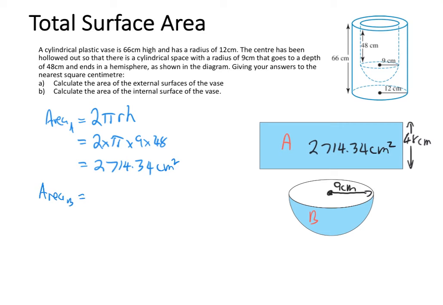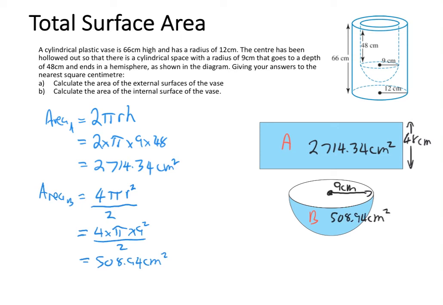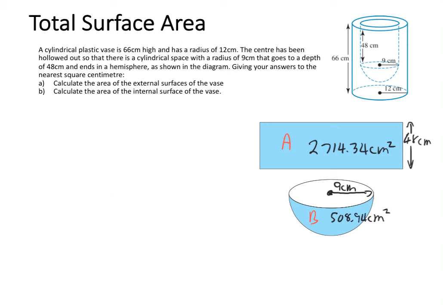And then I can go ahead and calculate the area of B, which is a hemisphere or half a sphere. I can use the total surface area of a sphere being 4 times pi times radius squared. And then because it is a hemisphere, I divide it by 2. So substituting in my values, so 4 times pi times 9 squared, divide by 2, equals 508.94 centimeters squared. So again, adding that measurement into my diagram of my net, 508.94 centimeters squared.